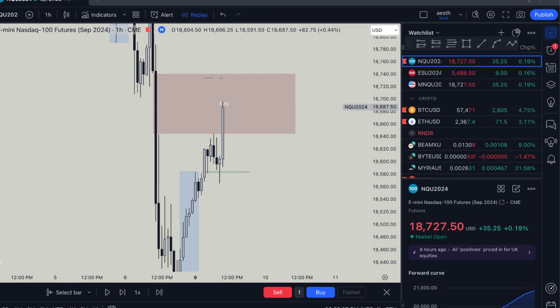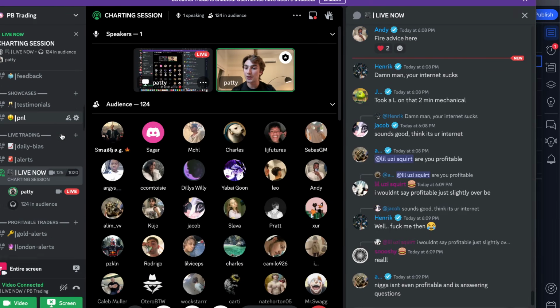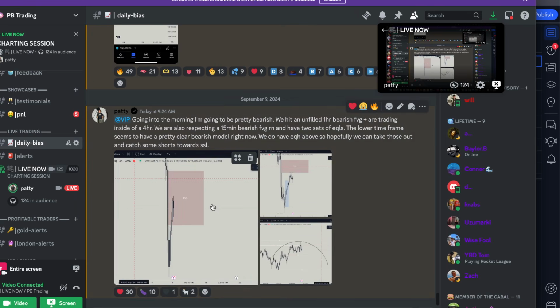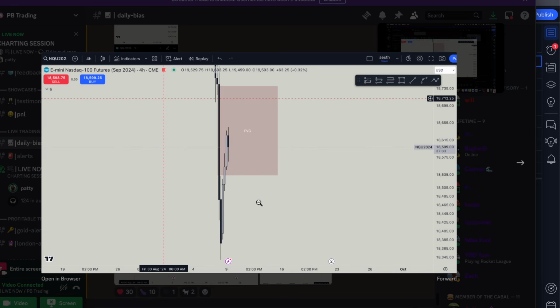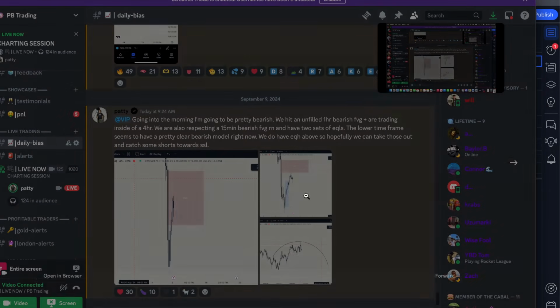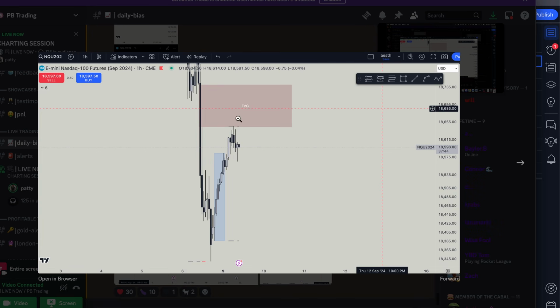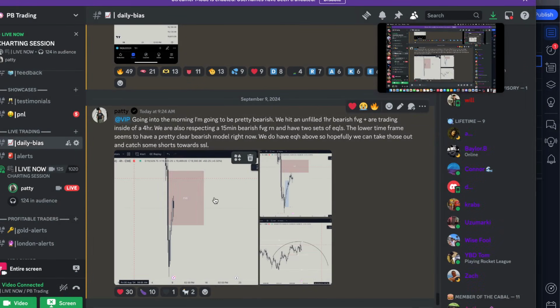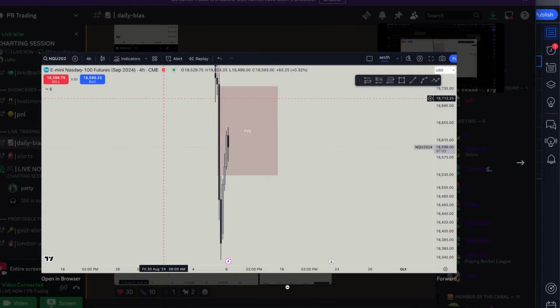I did send out a daily bias in the Discord this morning. I know you guys asked for us to keep doing that and stop only doing it on live. So I sent this morning, and we can read it and look over this. I mentioned that this morning I was going to be pretty bearish. Why? Because we hit this unfilled hourly fair value gap. Well, this is the 4 hour, but we hit this unfilled 1 hour really well. Just a pretty clean, nice little tap. We were inside this 4 hour as well.